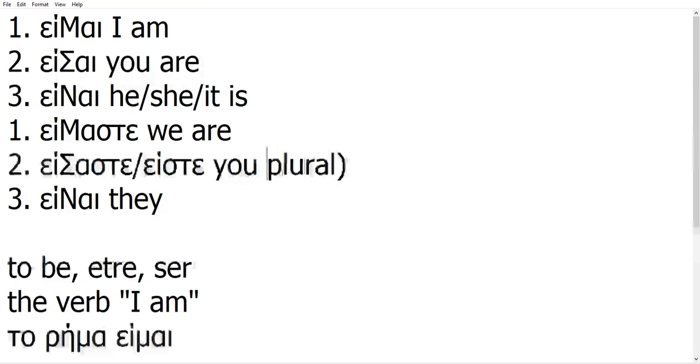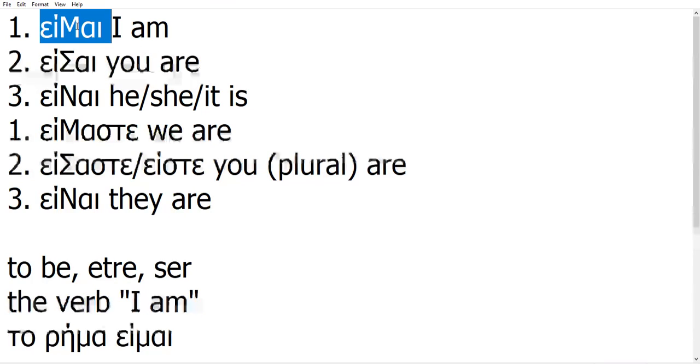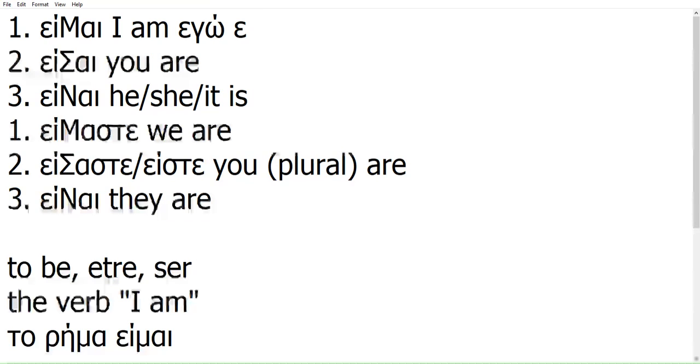What you have on your left hand is the verb. It's the whole thing. Notice here I wrote ime. This is all you need to say I am in Greek. If you put the pronoun εγώ, the Greek word for I, εγώ είμαι, the meaning is slightly different. You give emphasis, like I am or you are, if you put the pronoun. But if you just want to say I am, then you say είμαι without the little word εγώ.